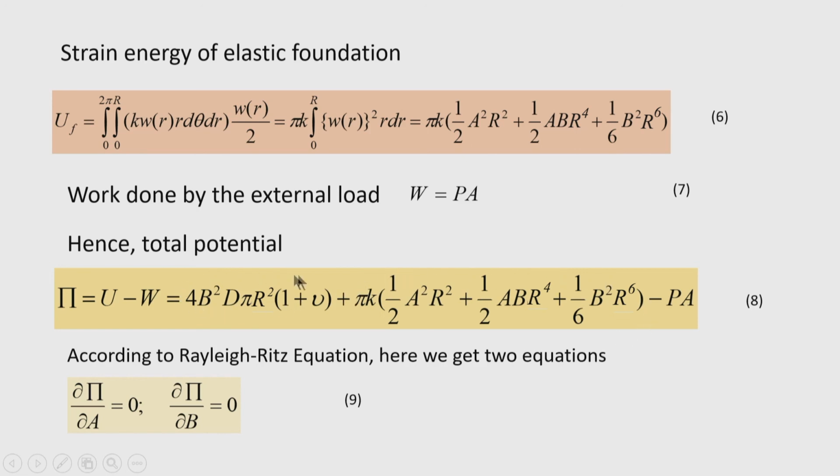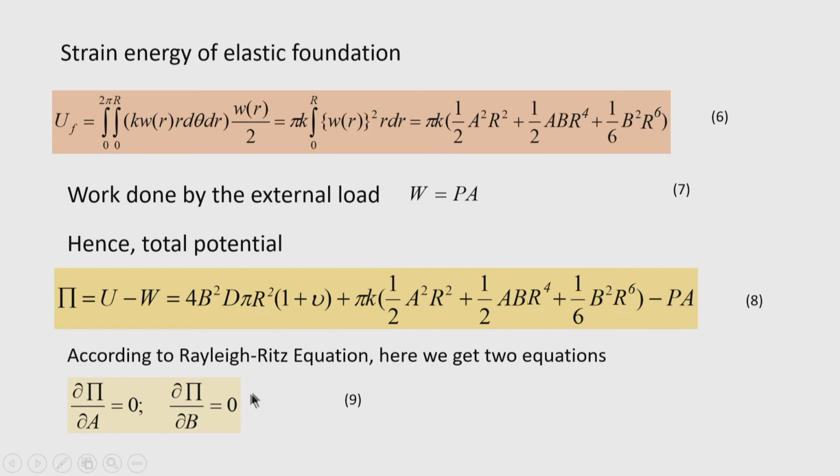You can see the first term, 4 b square D pi r square into (1 plus mu), where mu is the Poisson ratio, is the contribution of the strain energy of the plate. The second term, pi k into (half A square r square plus half A B r to the power 4 plus 1 by 6 B square r to the power 6), is the contribution of the elastic foundation, minus the work done P into A.